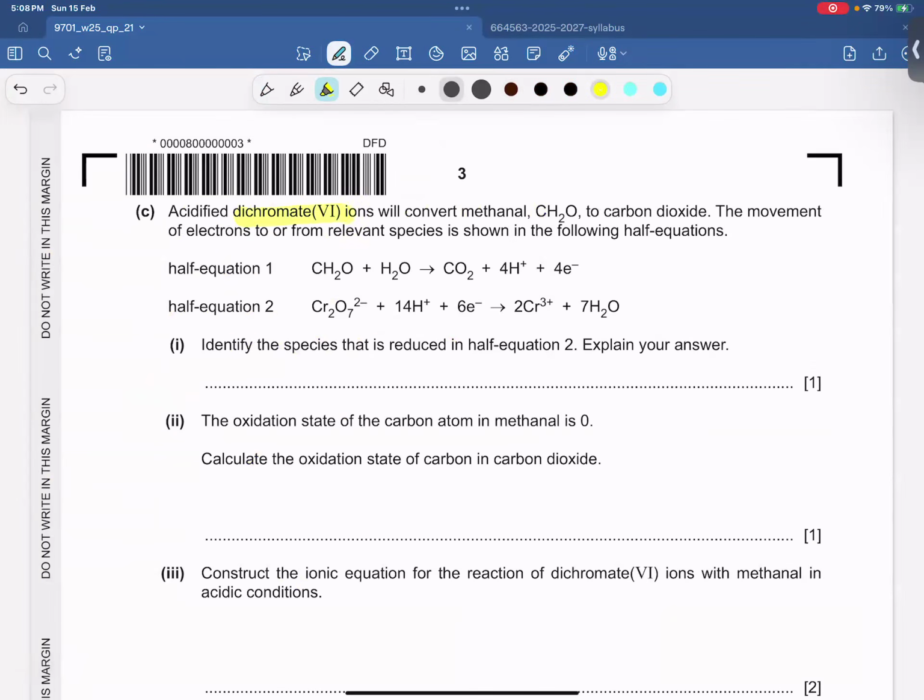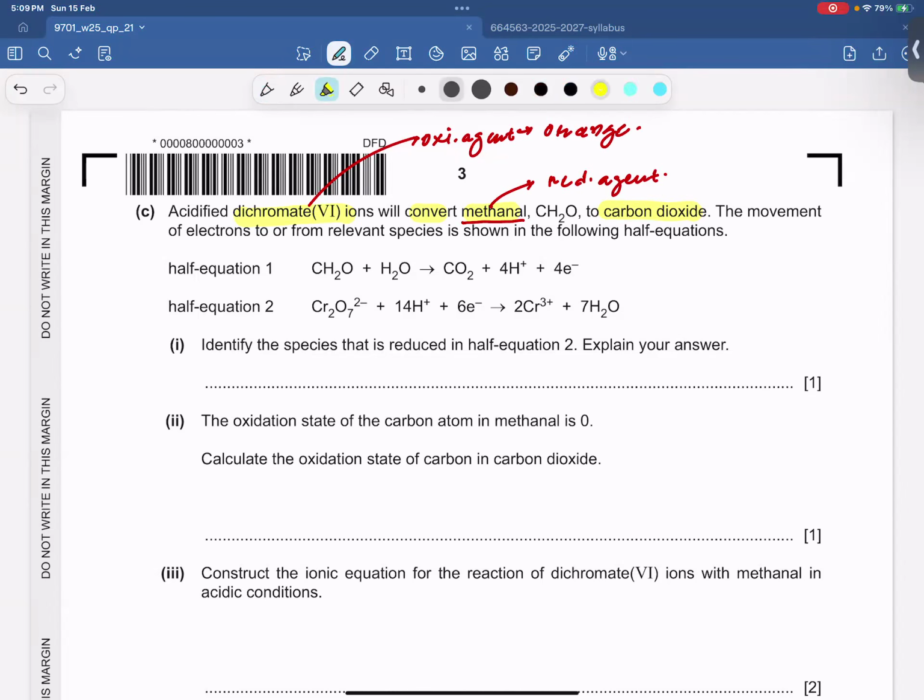Acidified dichromate(VI) ions will convert methanol to carbon dioxide. If that's the case, then according to my lecture, dichromate(VI) ions are acting as an oxidizing agent in this reaction. It shows an orange color before the reaction. And methanol is technically acting as a reducing agent, which is why the reaction is going to be redox.